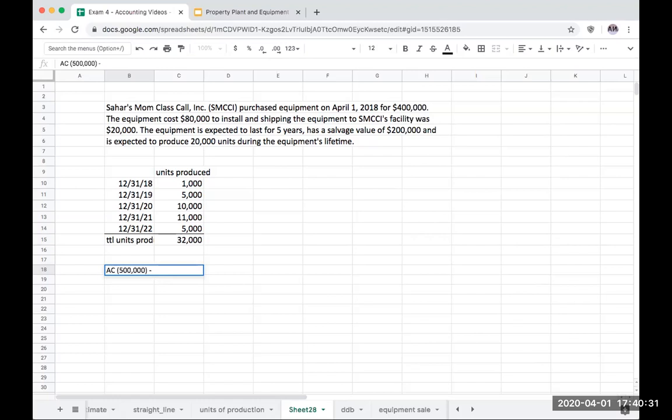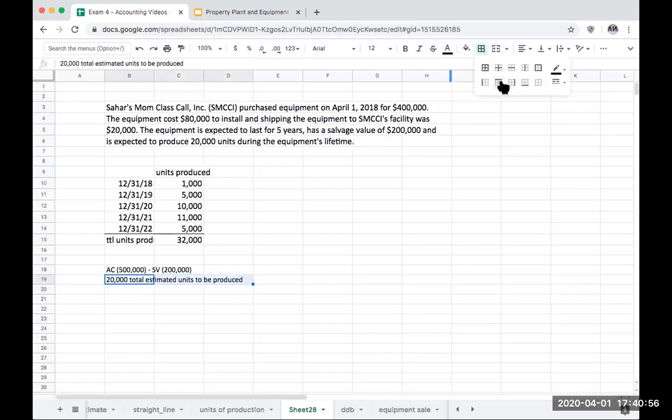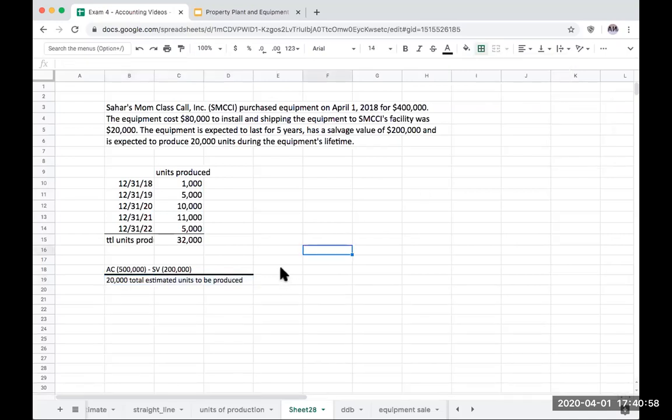It's those acquisition costs, or those costs that we incur in order to get the equipment up and ready for its use. So I'm going to take my acquisition cost minus my salvage value of $200,000, and I'm going to divide this by 20,000, which are my total estimated units to be produced. Okay, so once I go through and do this part, I'm going to get a total of 300,000 divided by 20,000. So my depreciation rate on a per unit basis is going to be $15.